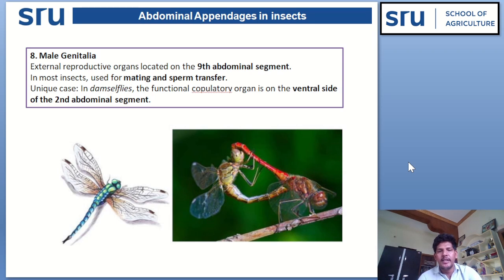Male genitalia: the external reproductive organs located on the ninth abdominal segment in male insects are the male genitalia. In most insects, these are used for mating and sperm transfer. See here, a unique case in dragonfly and damselfly: the functional copulatory male organ is on the ventral side of the second abdominal segment.